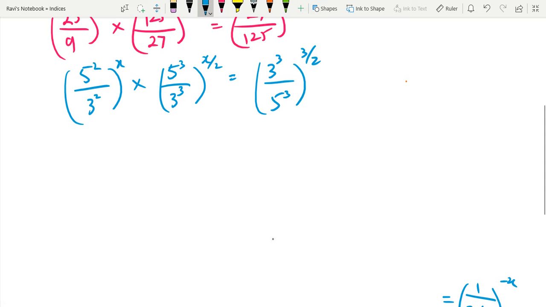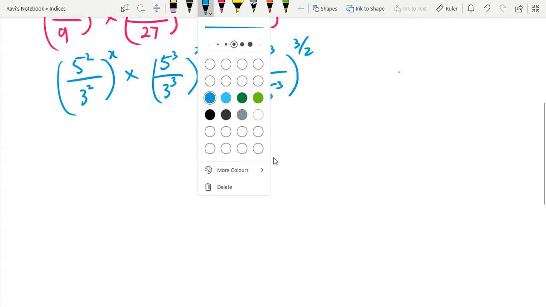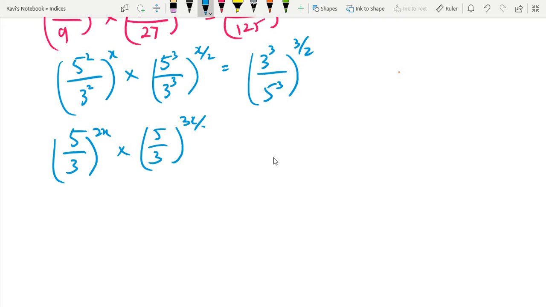The next step here would be, I can bring out the common power. So (5/3)^(2x) multiplied by (5/3)^(3x/2) equals (3/5)^(9/2).